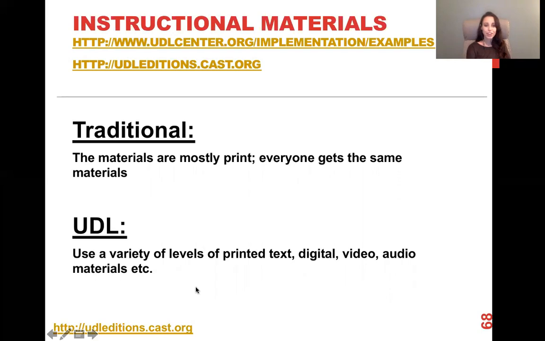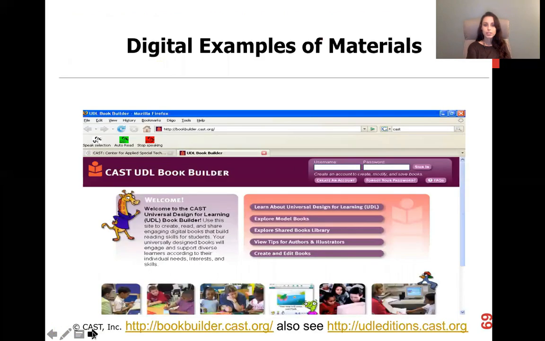Universal design for learning says that you put some printed text, maybe some different choices for articles. You put up a video that's really interesting about it. You've got audio materials. Maybe you've got a guest speaker that you can bring in. Just make it interesting. And then once again, this website will really help you come up with new ideas.